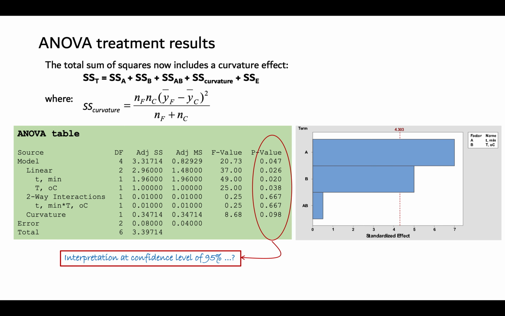As we already discussed a lot about interpretation of the ANOVA table, for this case, please try to interpret the results here at a confidence level of 95%. We will discuss the interpretation of this data during the class today.